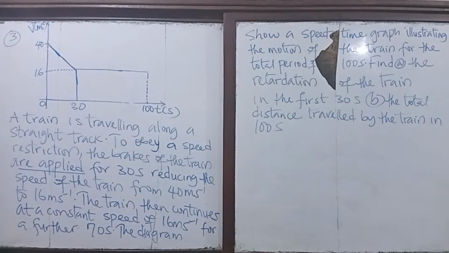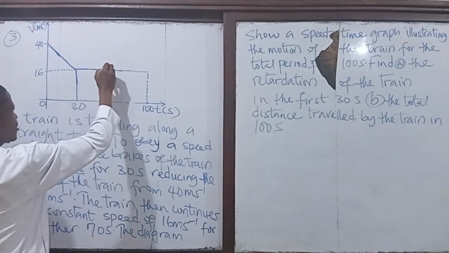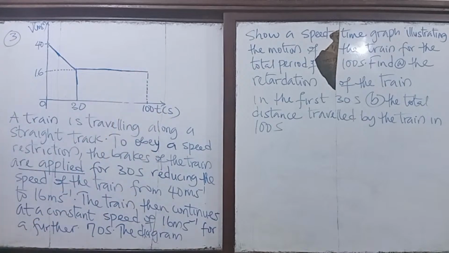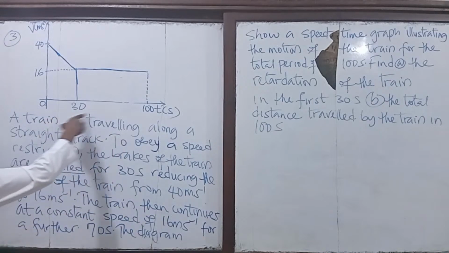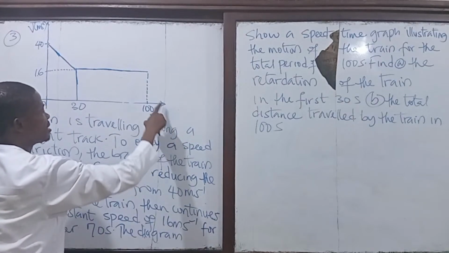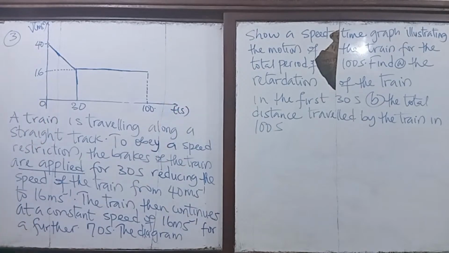The train then continues, you can see the continuation, at a constant speed of 16 meters per second for a further 70 seconds. So 30 plus 70, that will give us 100.